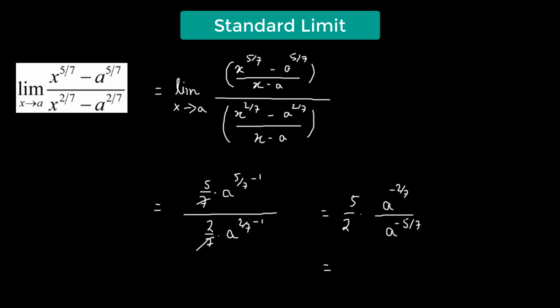So we're going to combine the exponents of a. So that will give us negative 2 over 7 plus 5 over 7, so the final result will be 5 over 2 times a raised to the power of 3 over 7. So this is going to be the limiting value of the given function when x approaches a.